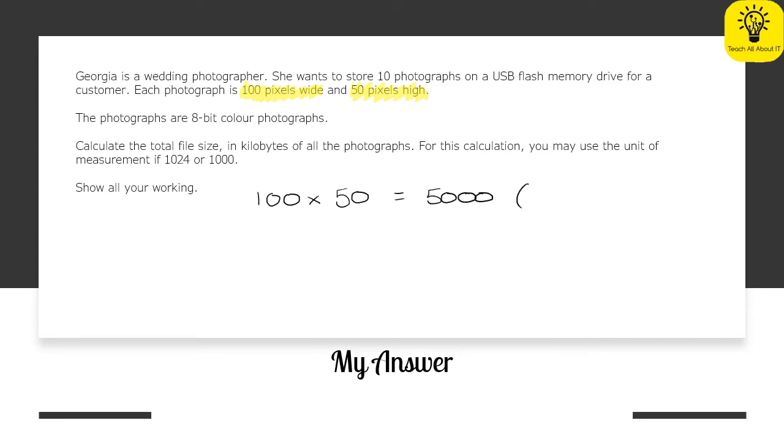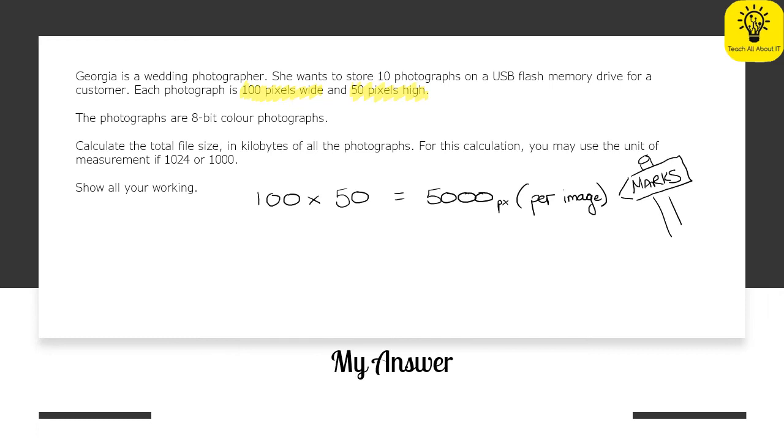And I might do a little bit more signposting here. So, per image. Signposting is the term that we use for making sure that our examiner understands exactly what we're thinking. We are shouting at them, this is where I want you to give me the marks. So at this point we have taken 100 multiplied by 50, and we've got 5,000 pixels per image.